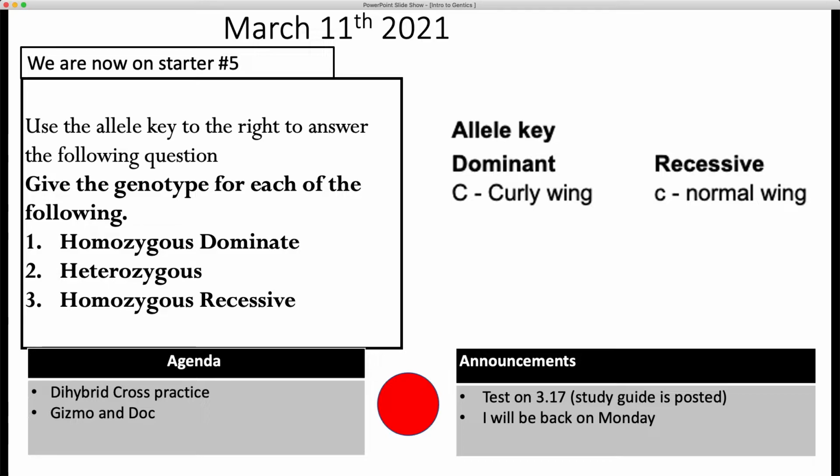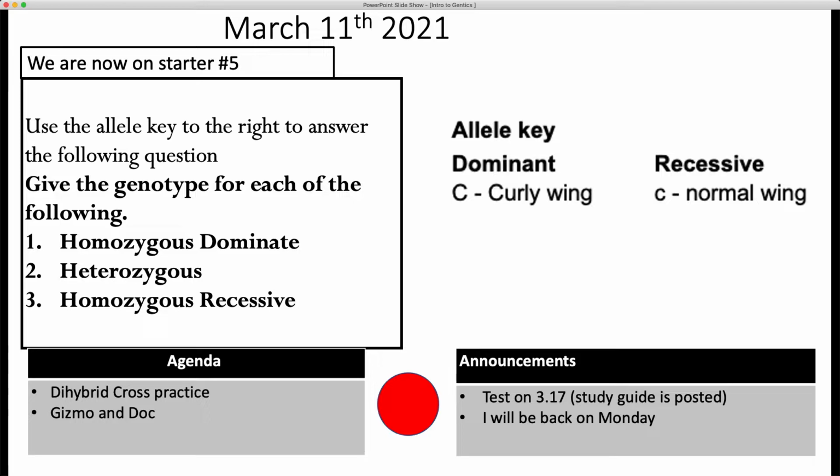All right. So our starter question says, use the allele key to the right to answer the following questions. Give the genotype for each of the following. Number 1, homozygous dominant. Number 2, heterozygous. And number 3, homozygous recessive. I would like those 3 genotypes. You can pause it, but I'm just going to keep talking if you need a moment to think about that.